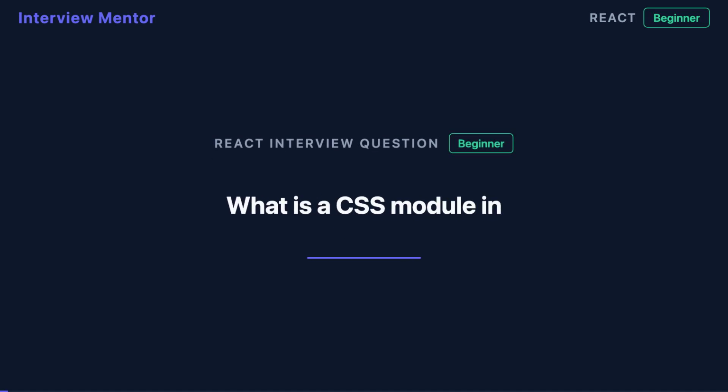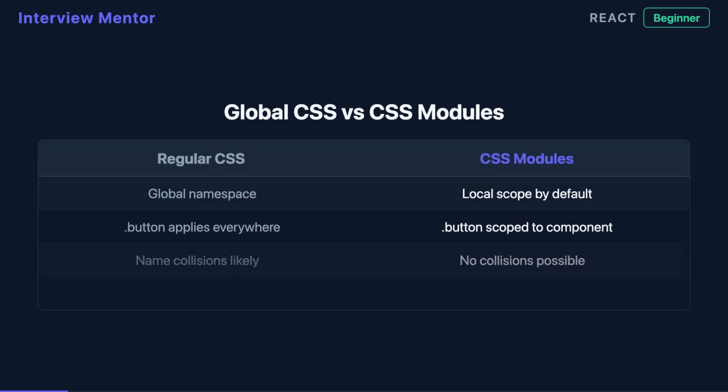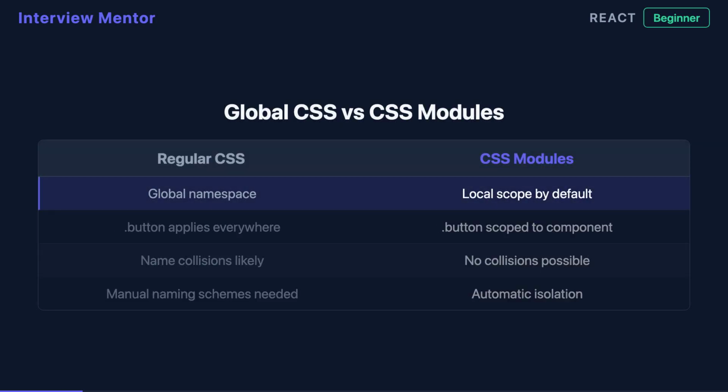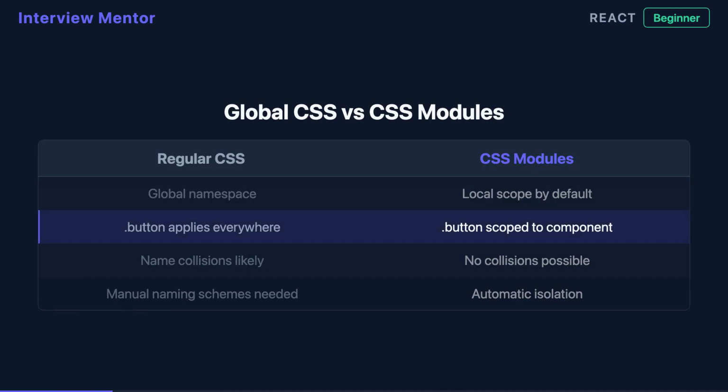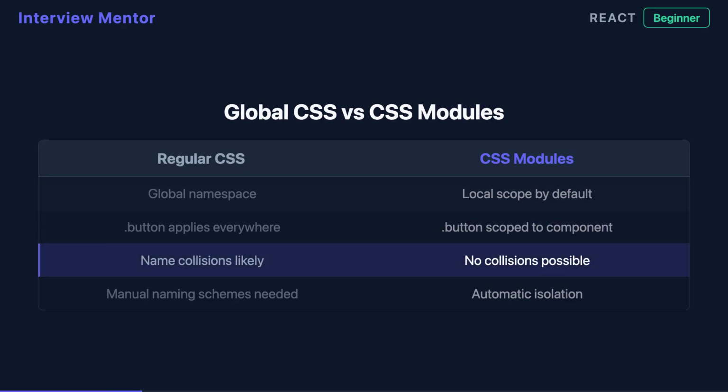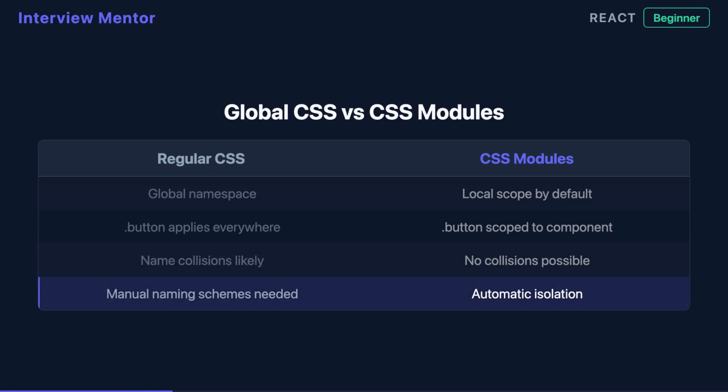Ever wonder why your carefully styled button suddenly breaks when another developer adds their CSS? This is the nightmare CSS modules were built to prevent. CSS modules provide locally scoped styles by default. Unlike regular CSS, where class names live in a global namespace and can collide, CSS modules ensure each class name is scoped only to the component that imports it. This means two components can both use a class called button without any conflicts whatsoever.